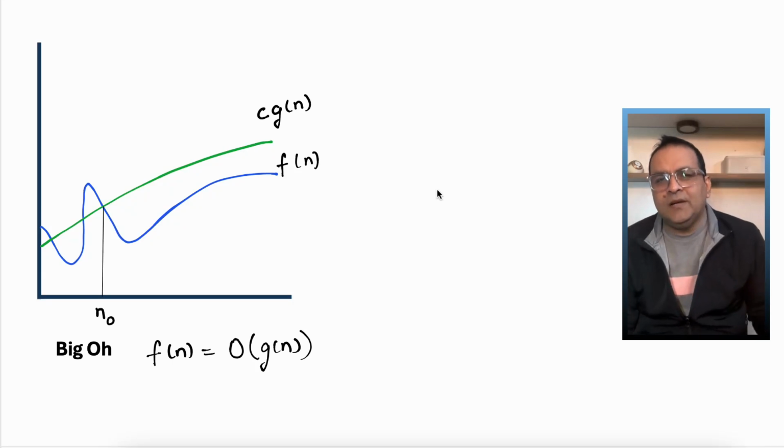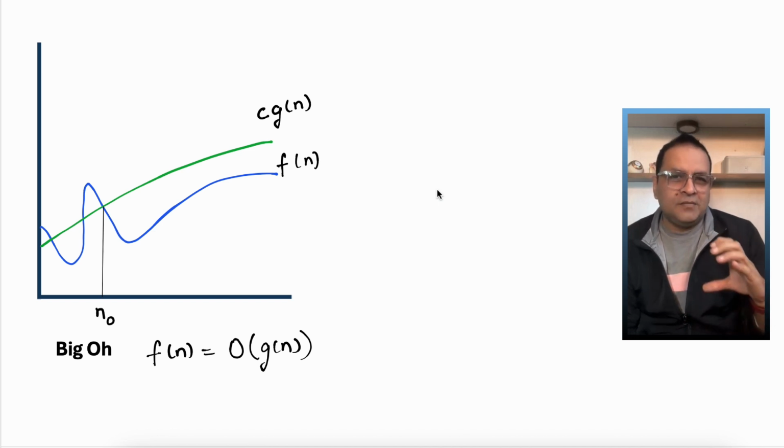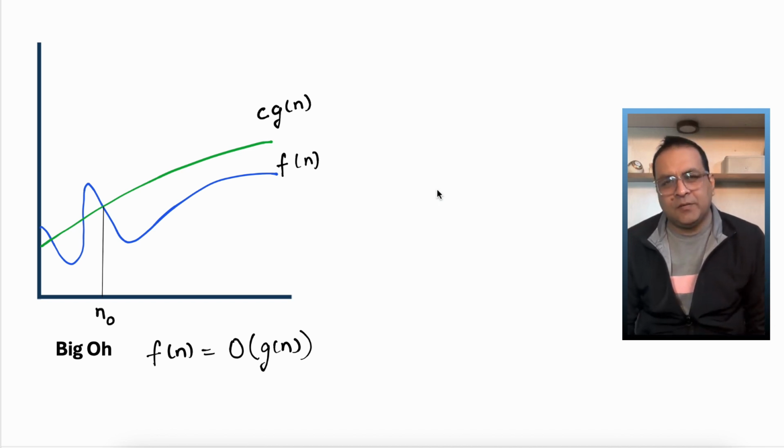Alright, so till now we have learned that big O gives us the upper bound, omega gives us the lower bound, and theta gives us the average bound of the function, the average time of the function. Now let us look at the formal definitions.